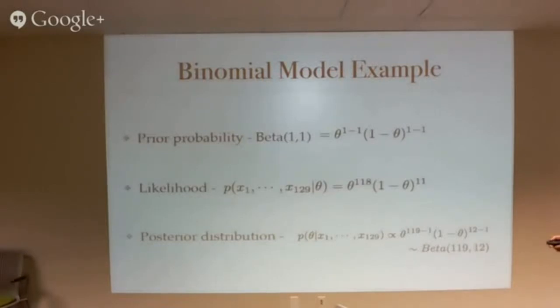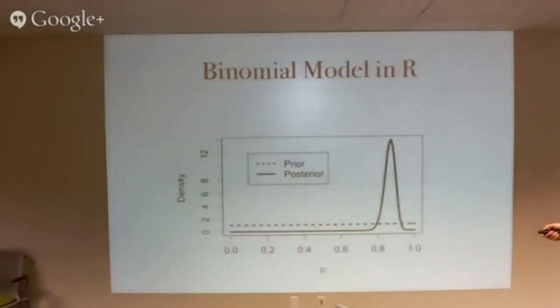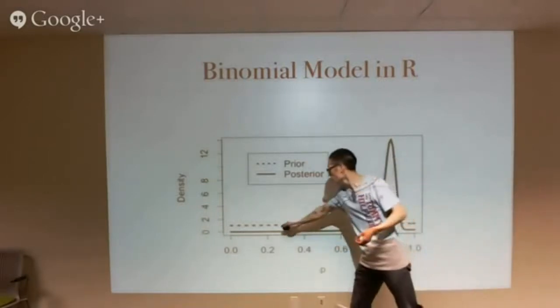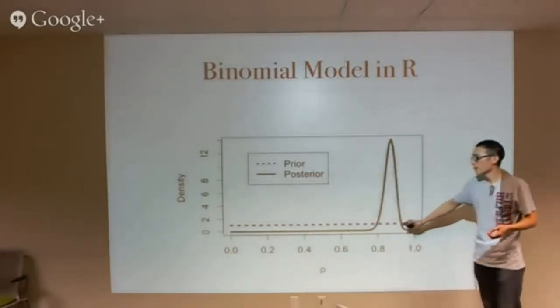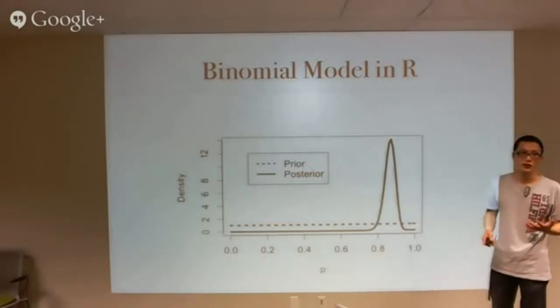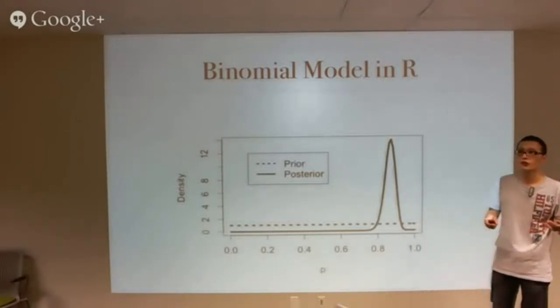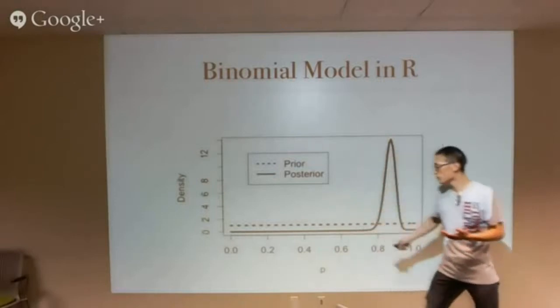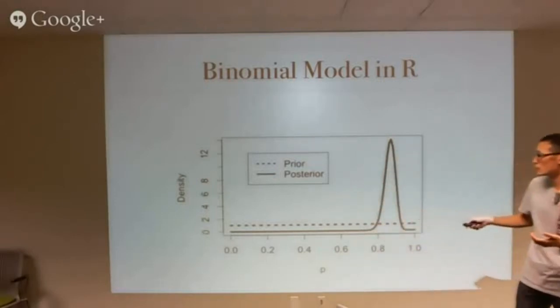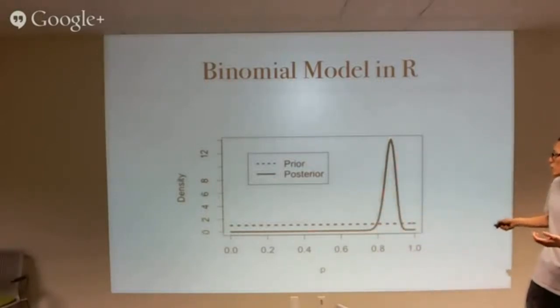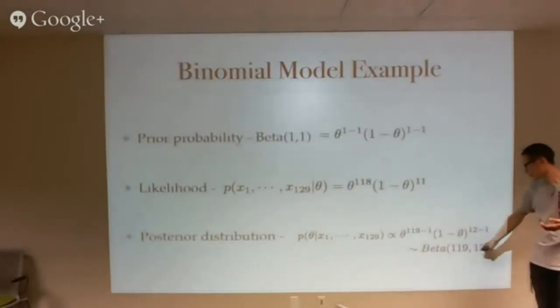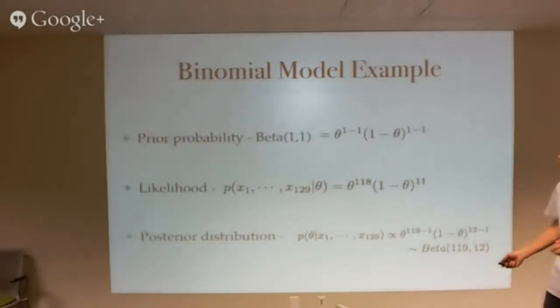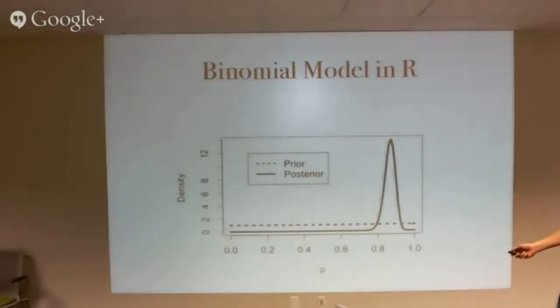Okay. So we use R. See, the graph looks like this. The dashed line is the prior distribution, because this is uniform, so it looks like that flat line here. And the posterior, as we can see, is this, beta 119 and 12. Sorry, I'm going to show this in R.